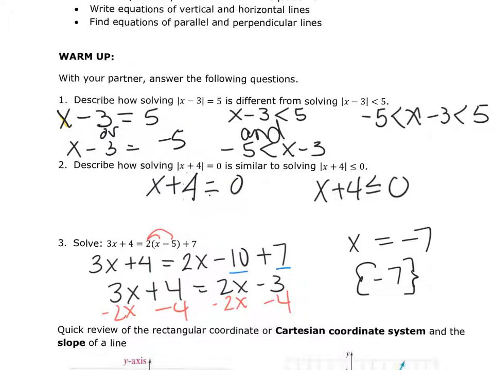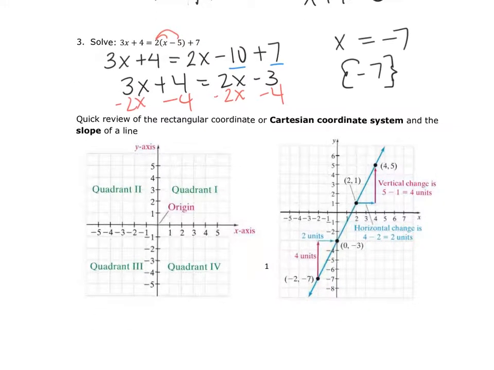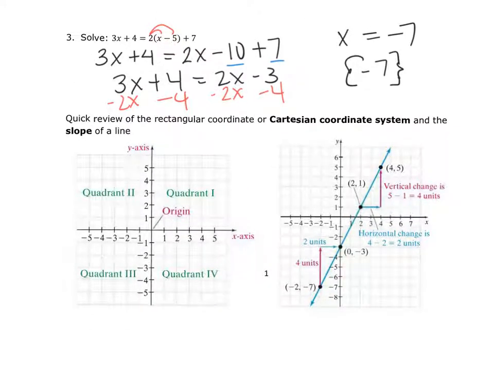Let's get to the meat of why we're here, though. We're here to talk about graphing, and in particular, we're going to be looking at the rectangular or Cartesian coordinate system. The left-hand graph, right here, is just showing you what the layout is for a Cartesian or rectangular coordinate system.